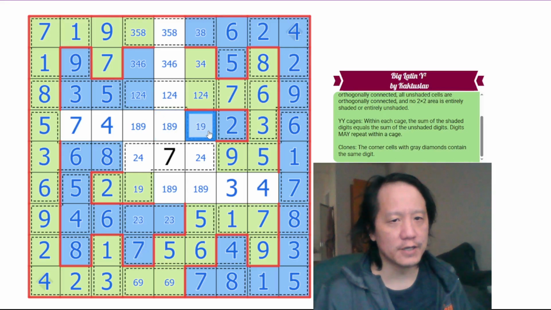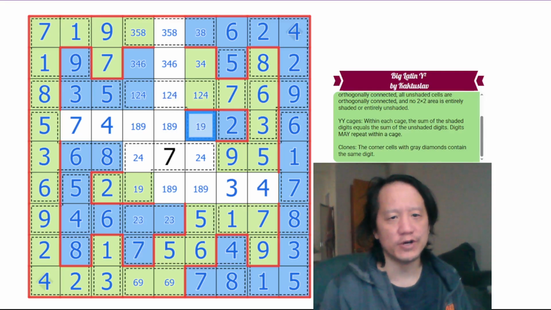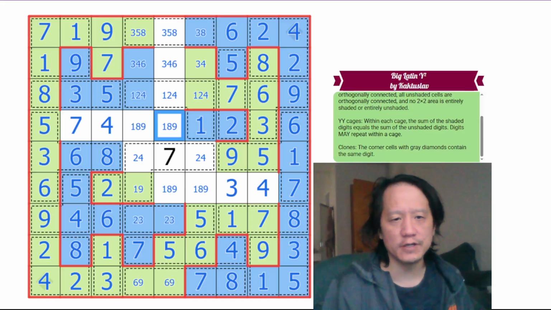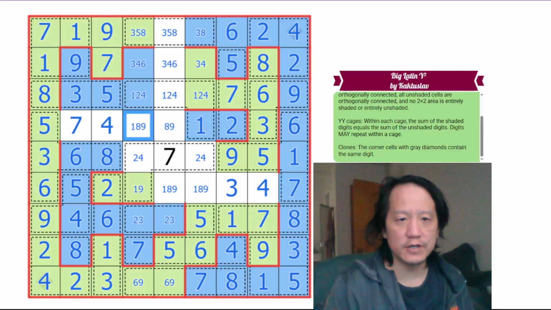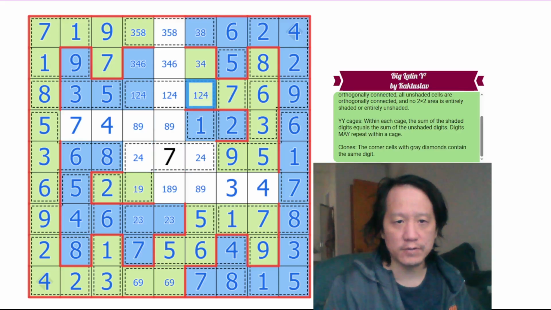Can this ever be 9? The answer is no, because the other 2 digits at minimum would have to add up to 2 and 4. So this has to be 1. So since this is 1, that eliminates 1 here, 1 here, 1 here, and 1 here.